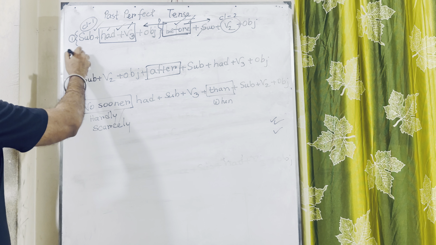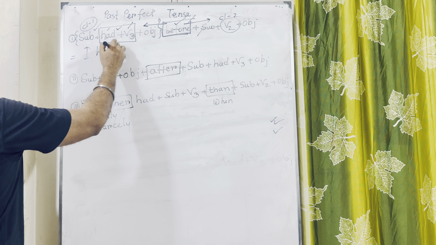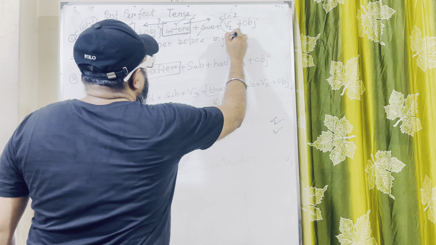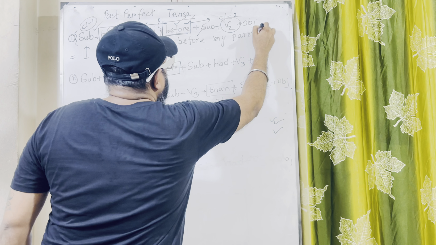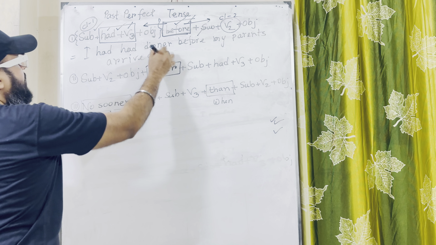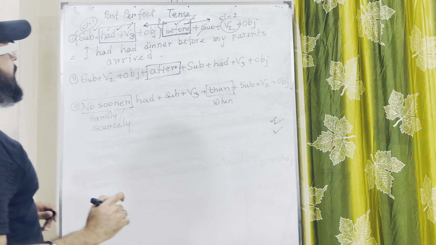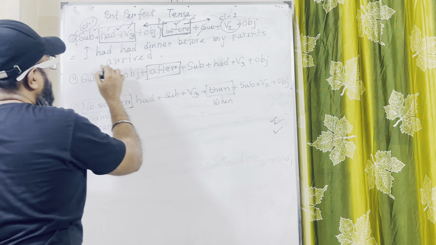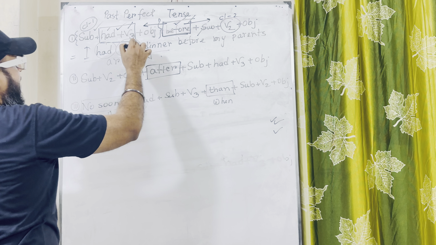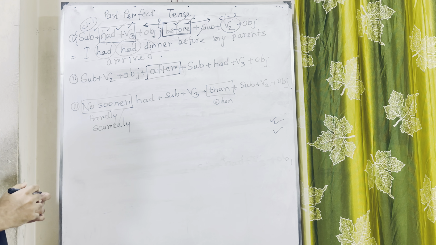For example, I had dinner before my parents arrived. So this sentence uses the pattern of before. I had dinner, so had is the auxiliary verb and had dinner means taking dinner.